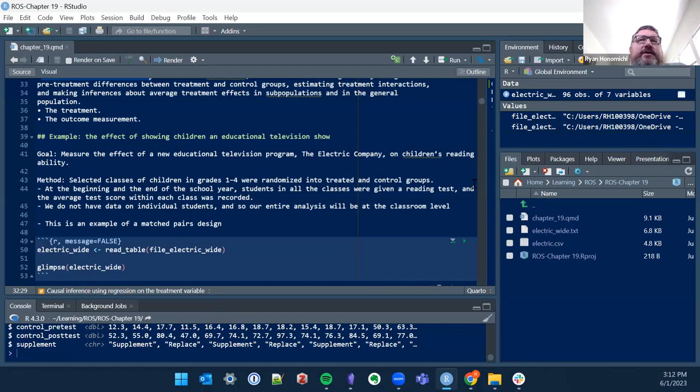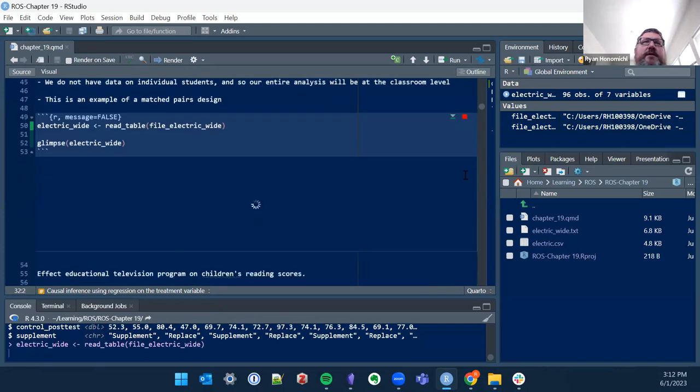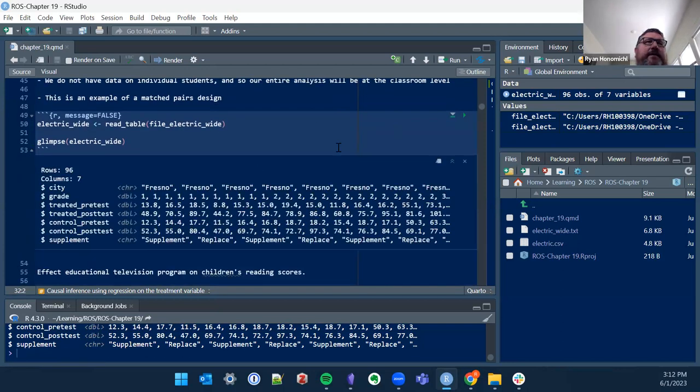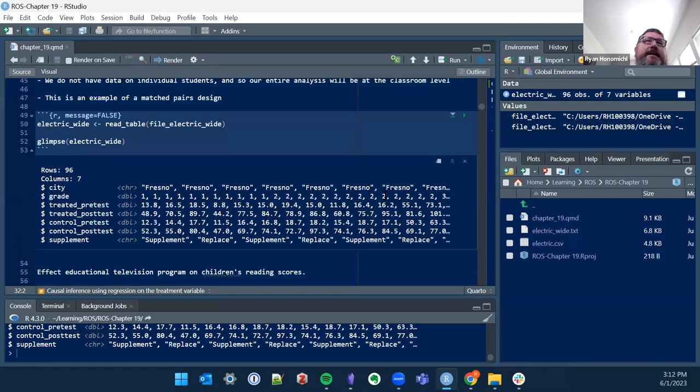We're only looking at the average classroom, which has its own set of problems, but there you go. This whole design that I've just described is an example of a matched pairs design. He said in the book that ideally you analyze it that way, but it requires this multi-level approach that he's saving for the mystical book 2.